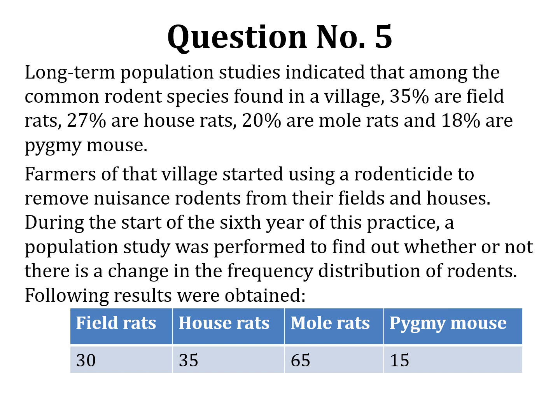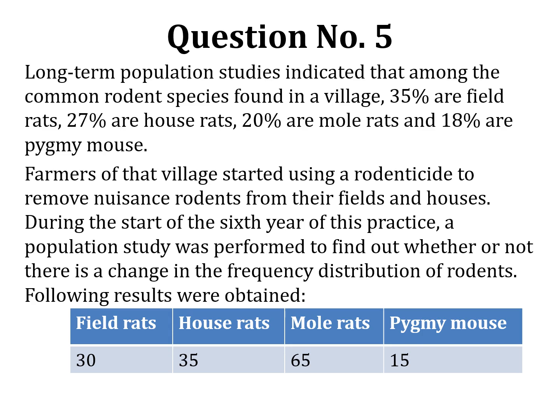Now we move on to another question, and this question is about the population densities. So the long-term population studies indicated that among the common rodent species found in a village, 35% are field rats, 27% are house rats, 20% are mole rats, and 18% are pygmy mouse. Farmers of that village started using a rodenticide, which is the chemical which is used to kill the rodents. So they started using a rodenticide to remove nuisance rodents from their fields and houses.